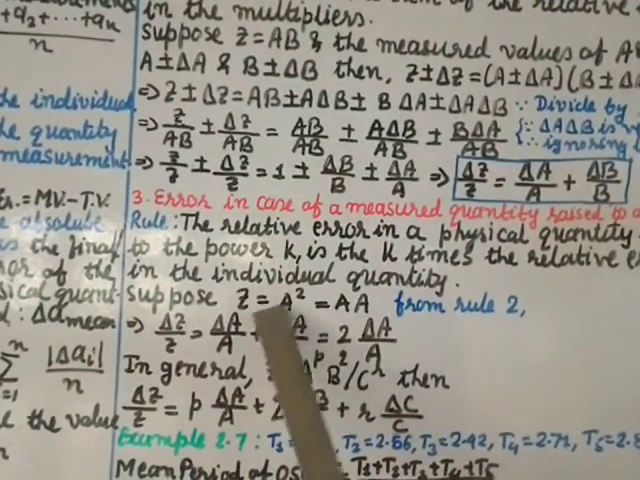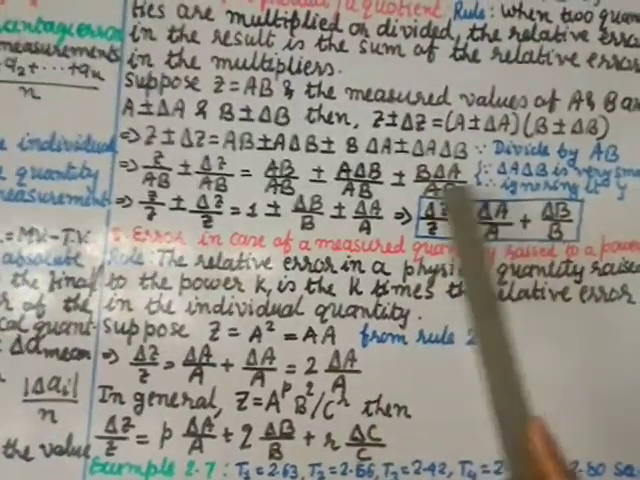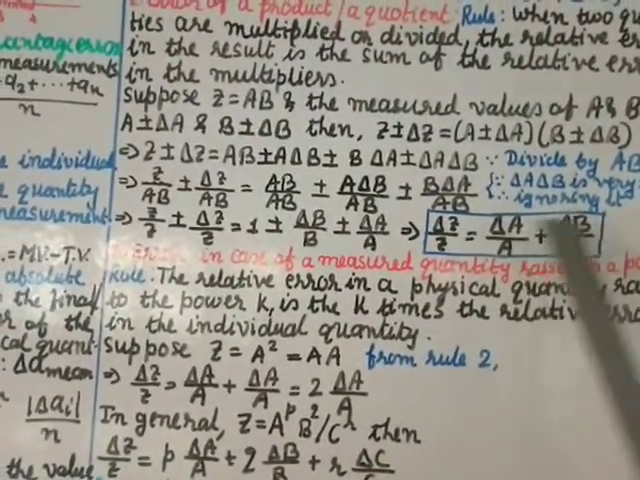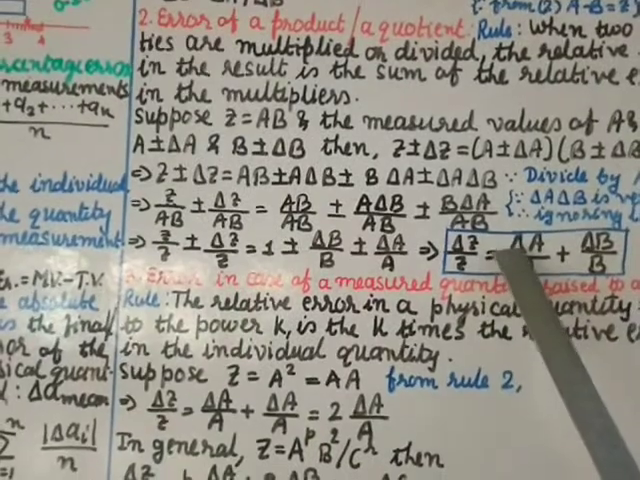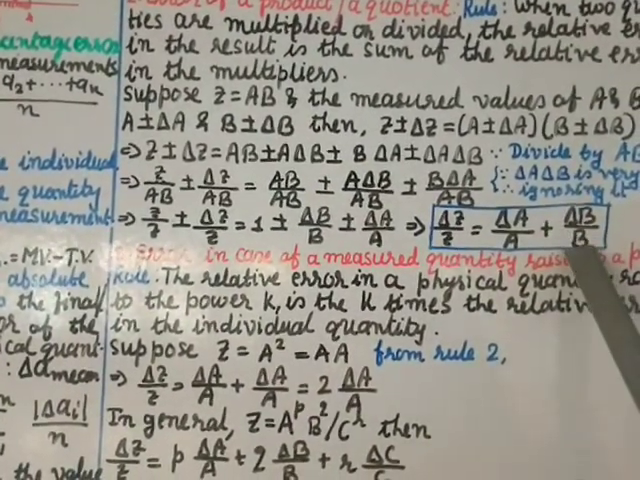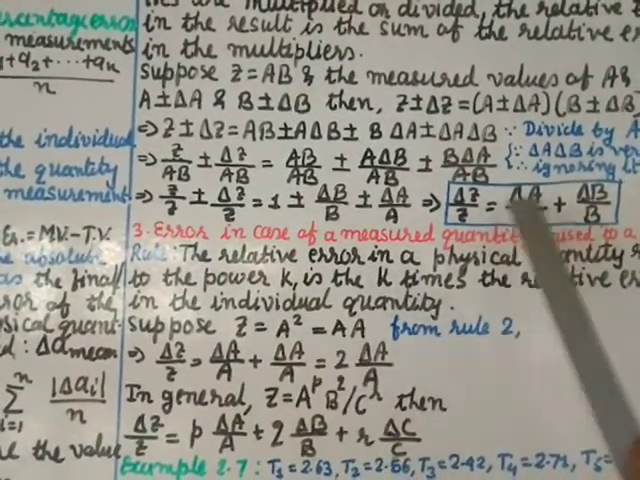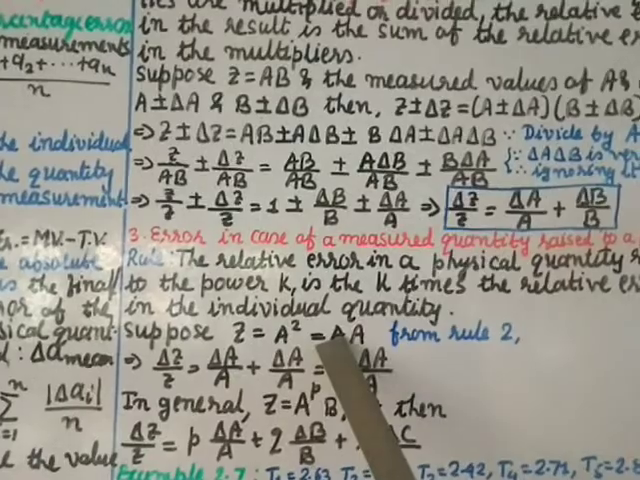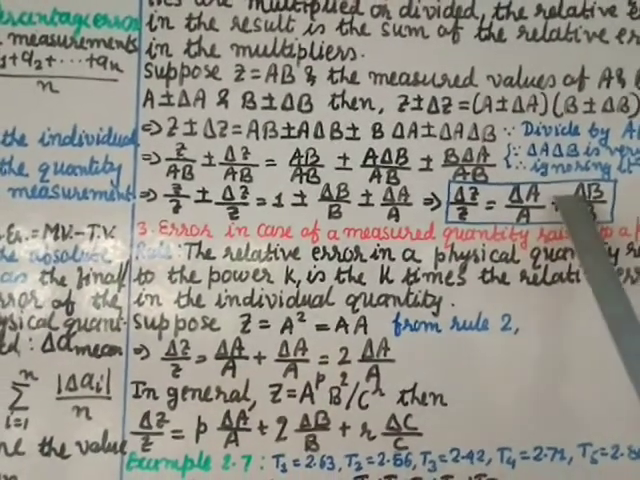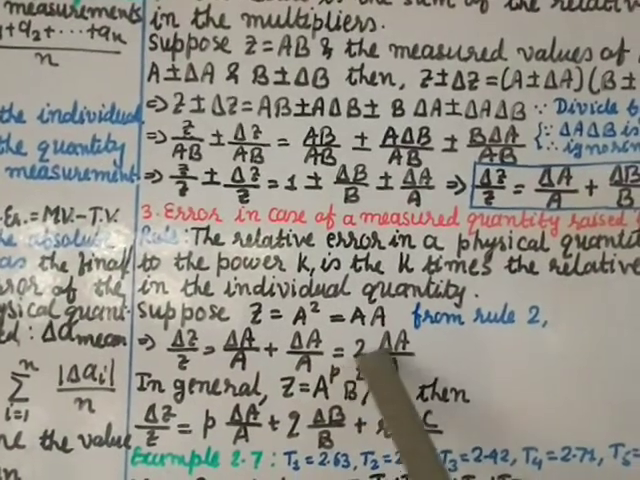Suppose Z is equal to A square. A square can be written as AA. Now from rule 2, that is, if it is A into B, Z is equal to AB, what we wrote was delta Z by Z is equal to delta A by A plus delta B by B. So I can write delta Z by Z equal to delta A by A, and in multiplication plus delta B by B, but here B is also A, so delta A by A. So this is 2 times delta A by A.